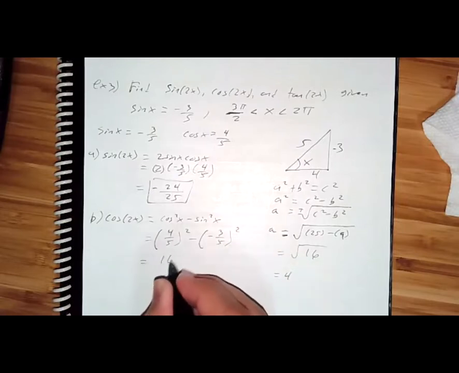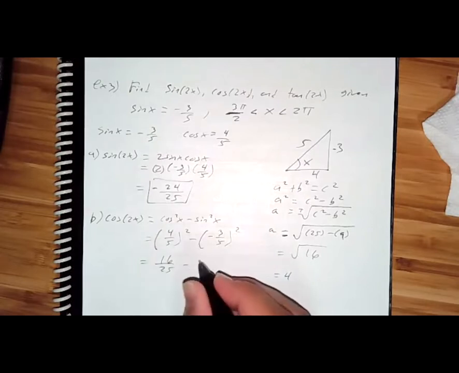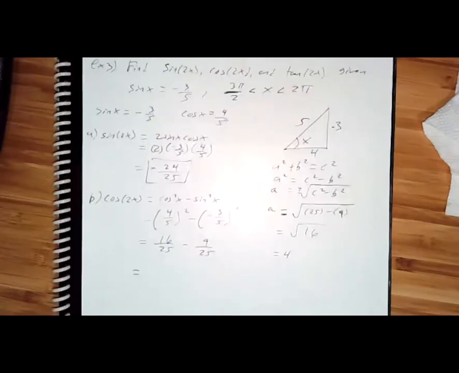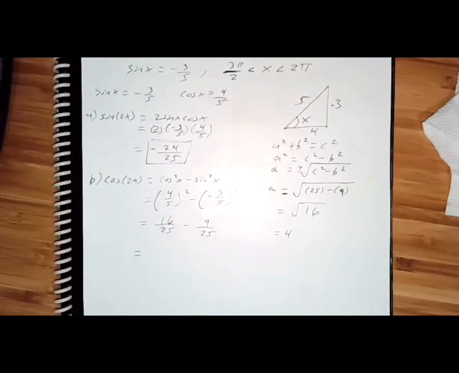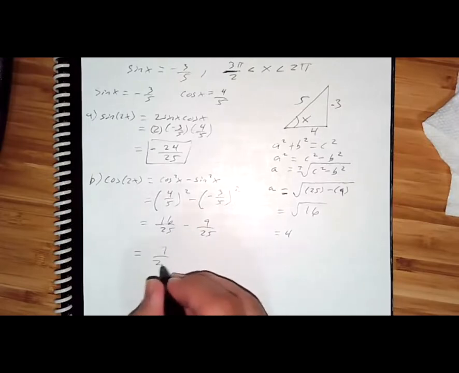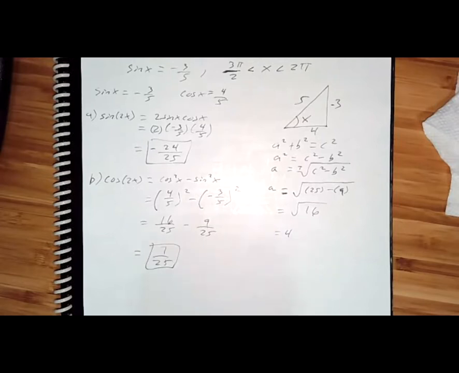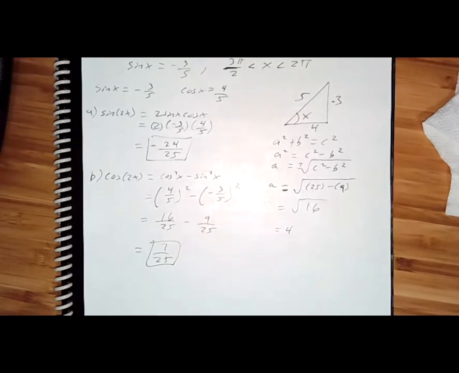So that'll be 16/25 minus 9/25. 16 minus 9, what is that? 7. So there's cosine. Any questions on part B?